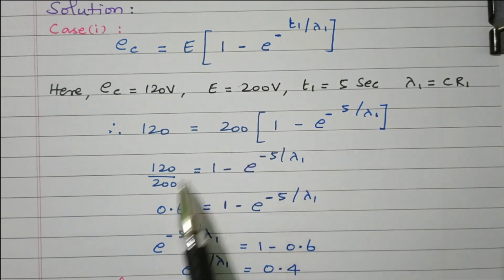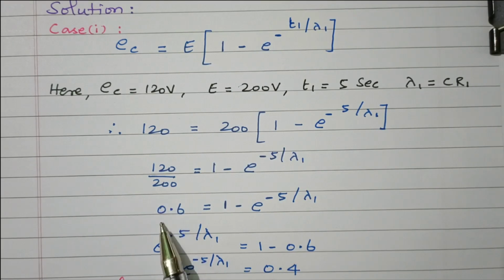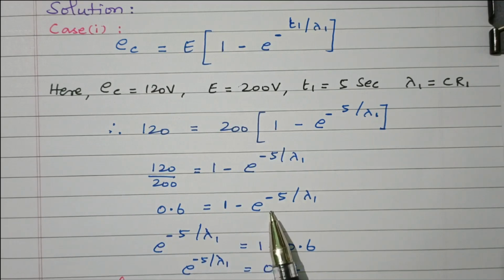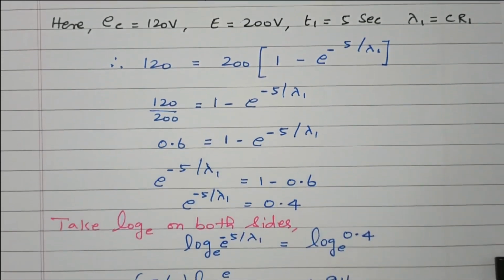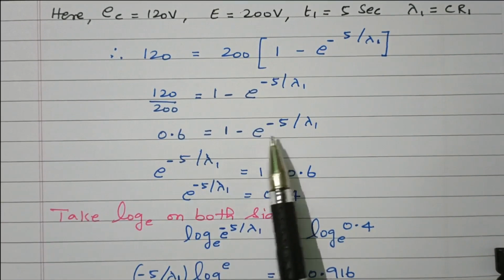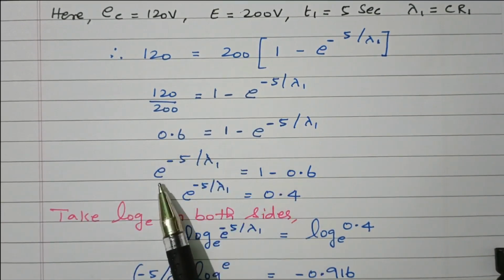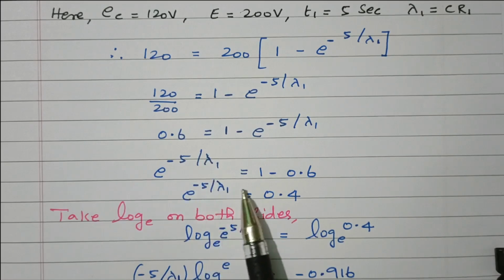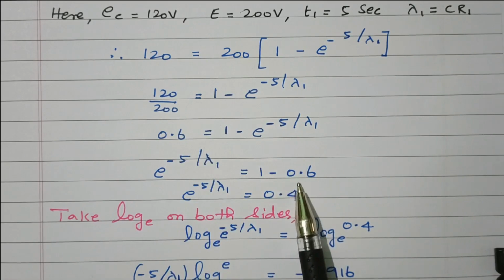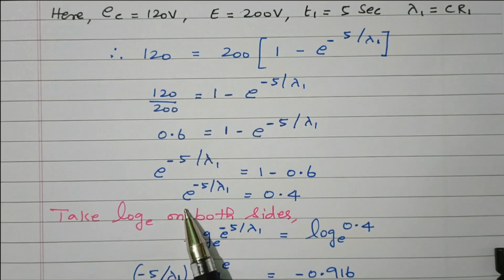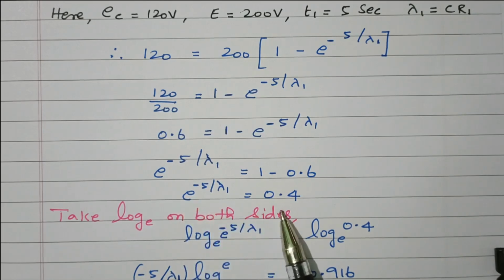Right. Now bring this 200 to the denominator and go for simplification. So 0.6 equals 1 minus e power minus 5 by lambda. Now bring this e to this side and 0.6 to that side, so that we can go for further simplification. So brought to this side, the negative becomes positive. E power minus 5 by lambda 1 equals 1 minus 0.6, which is 0.4.